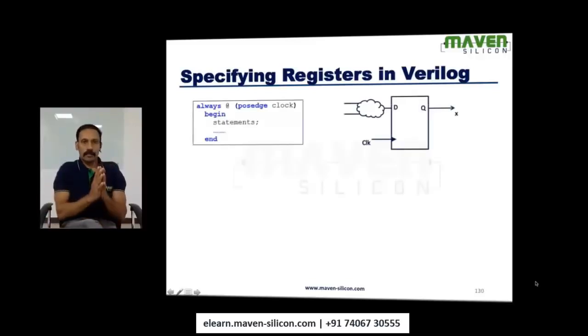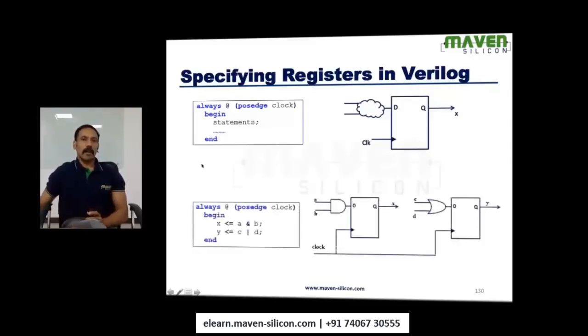Then how to specify registers in Verilog. In RTL, we use always. Initial is non-synthesizable; that's meant for the test bench. While defining the always block, if you say posedge clock in the sensitivity list, it's going to infer the sequential device, which is nothing but a flip-flop. Always remember this: if the sensitivity list has posedge clock, obviously it's going to infer a flip-flop. Now let's look at this example.